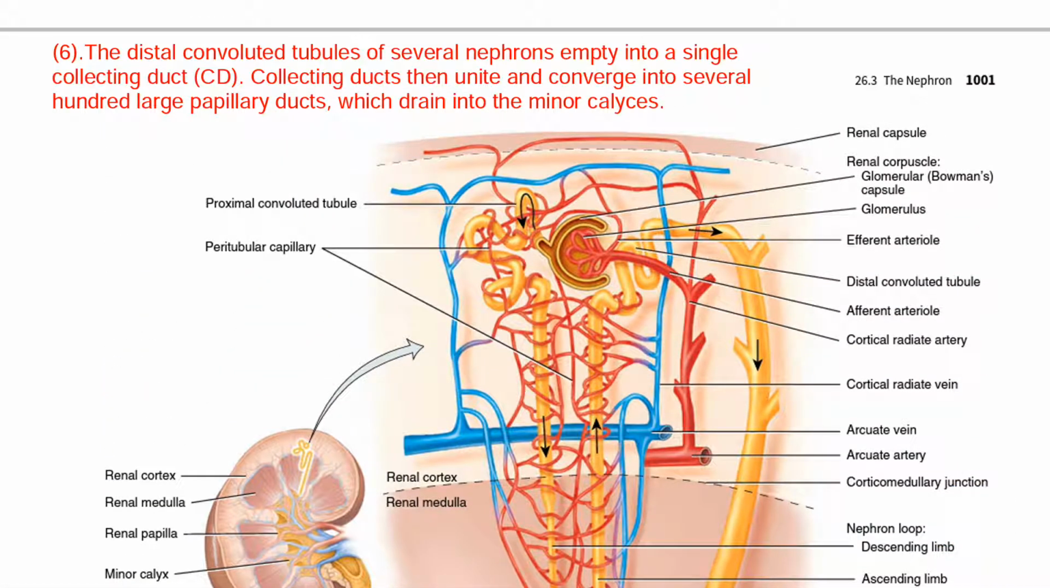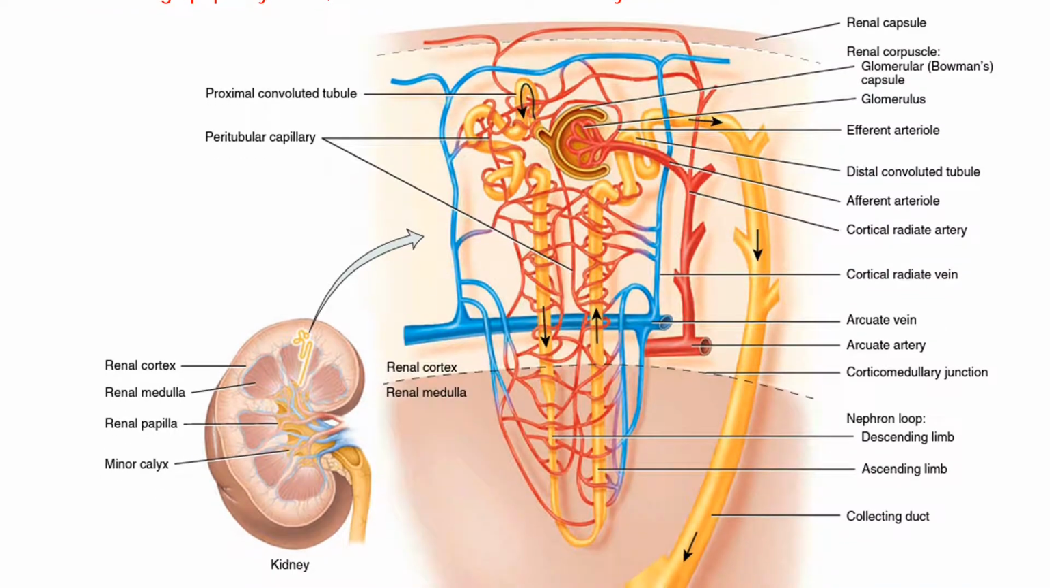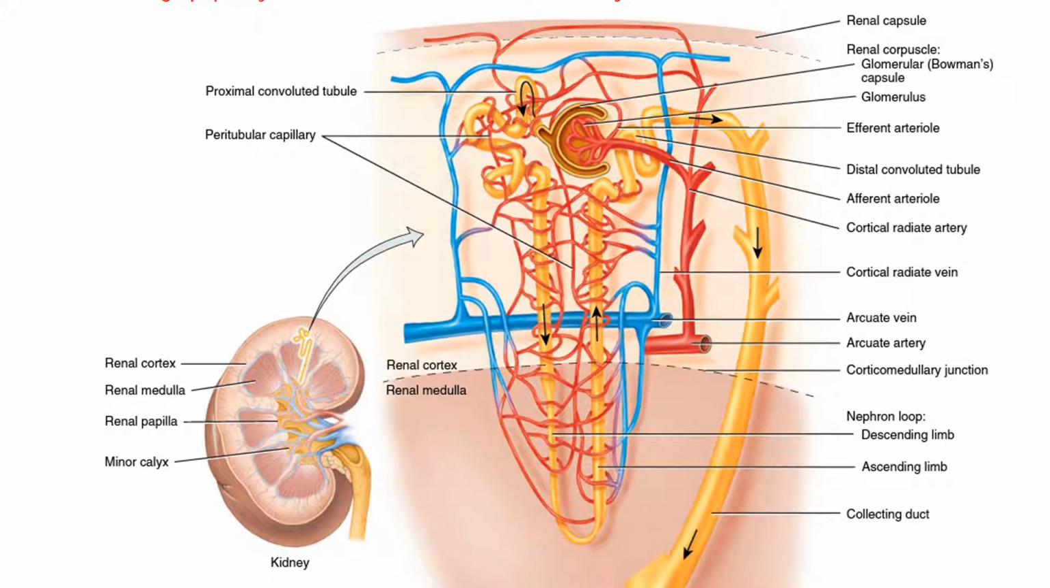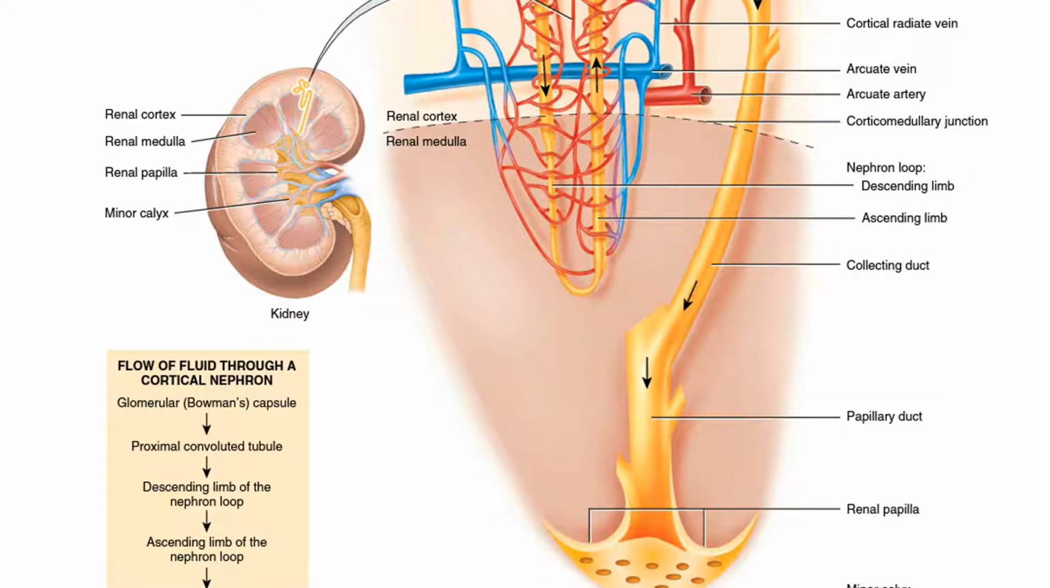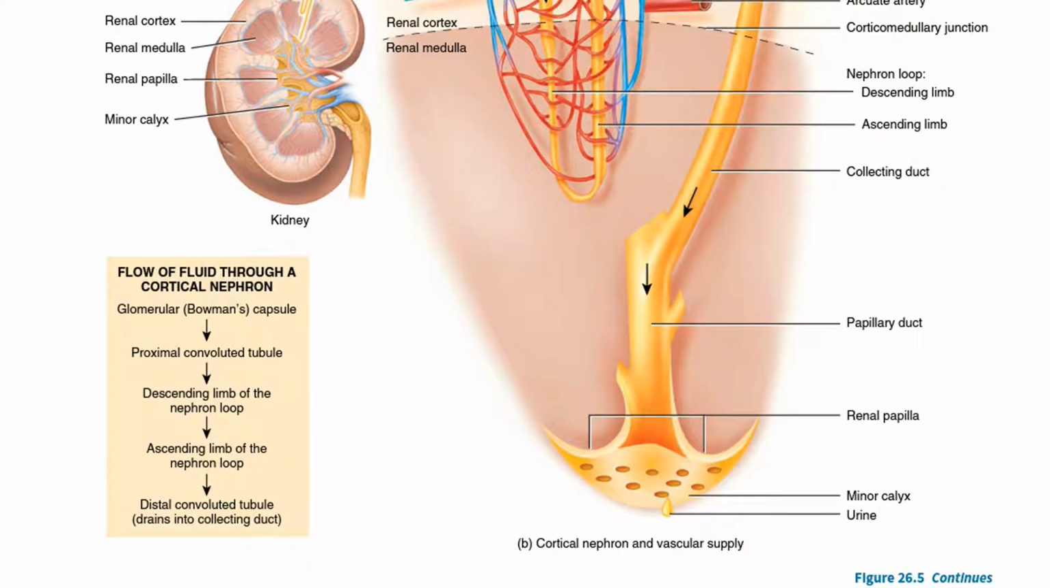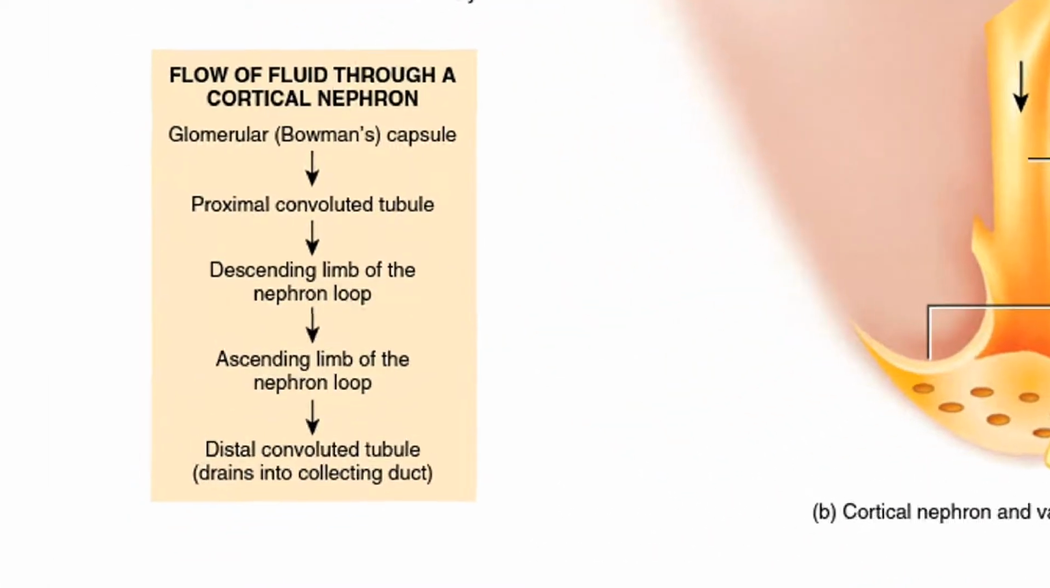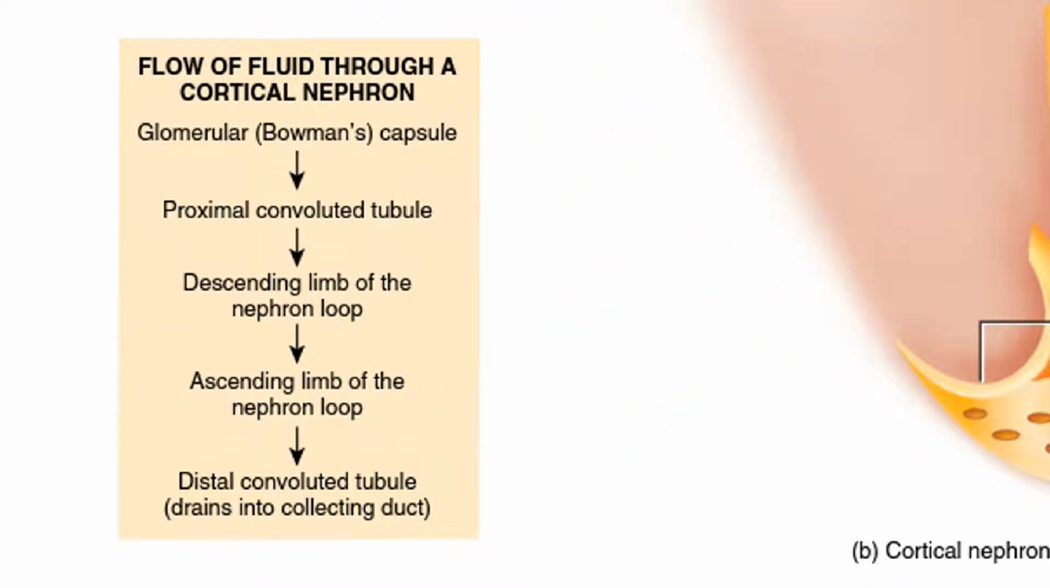So this figure, read all the names. And this nephron is the cortical nephron. And here you see the flow of fluid through a cortical nephron.